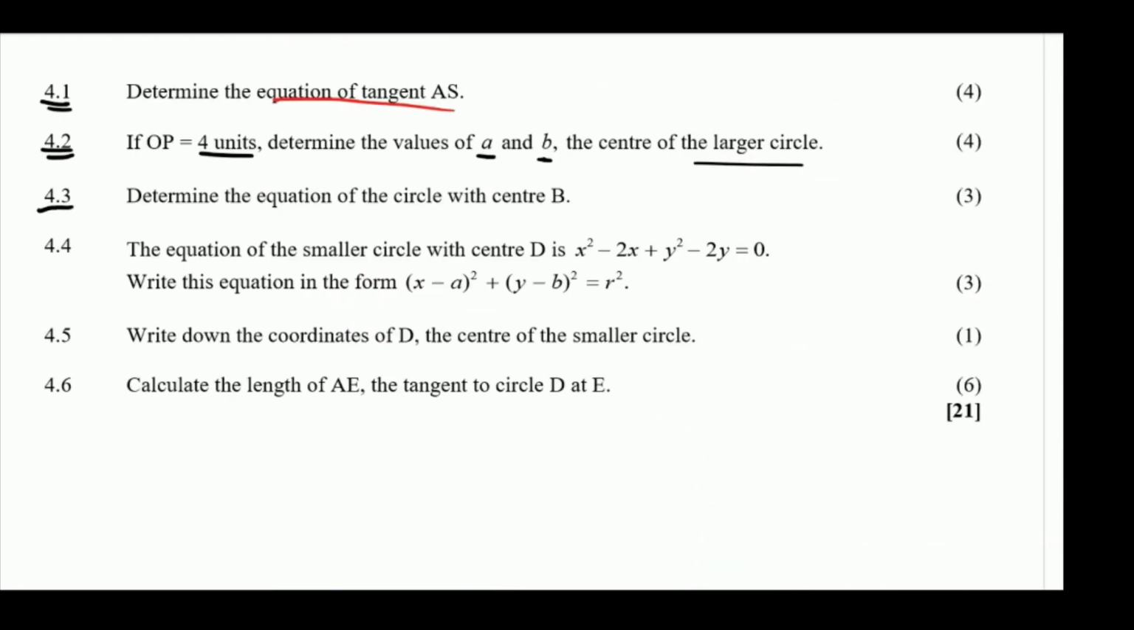So now we're going to do 4.3. It says determine the equation of the circle with center b. So remember that we found the coordinates of b, which is a and b, like that, and we found the a value is minus 4 and the b value is 2. So these are the center coordinates of the circle, the bigger circle. So you need to find the equation of that circle, right?